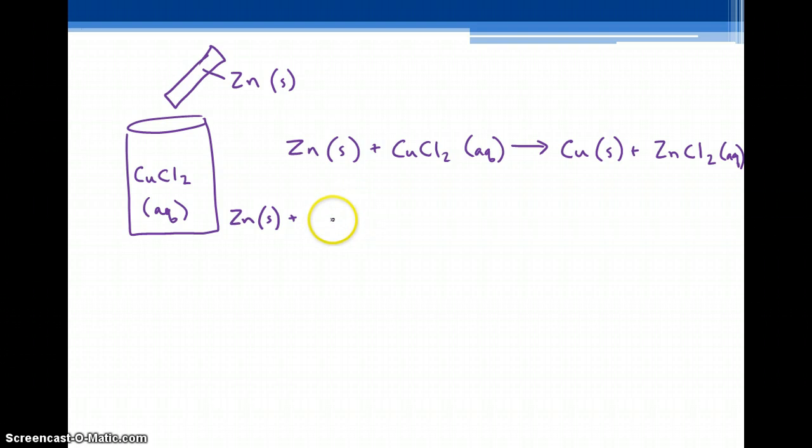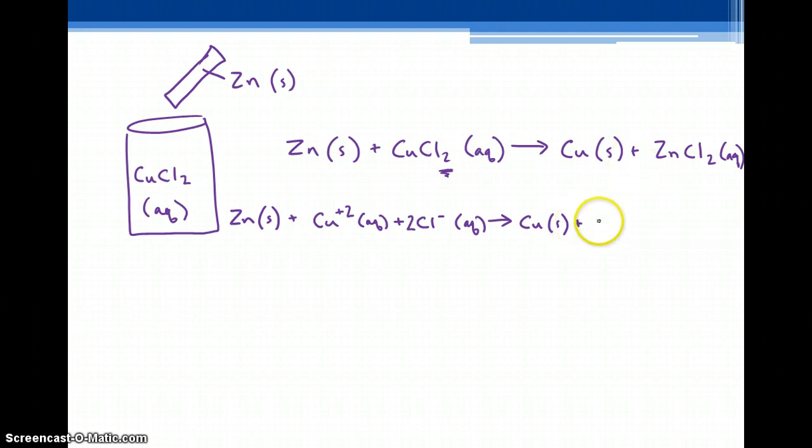Let's dissociate copper 2 chloride. So copper by itself is a +2 ion. It is aqueous. There's the chloride ion, but in copper 2 chloride, I can see that there are 2 chloride ions, so I need a 2 in front of this chloride, and that is aqueous. Leave copper alone. It's a solid. Let's show dissociation in zinc chloride. So zinc by itself is a +2 ion. It's aqueous. There are 2 chloride ions, and they are aqueous.